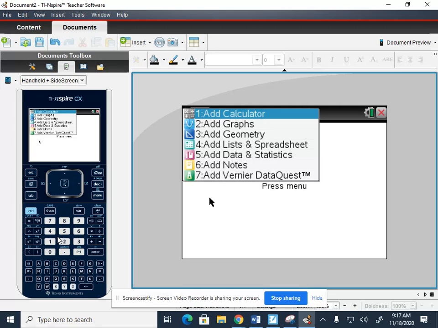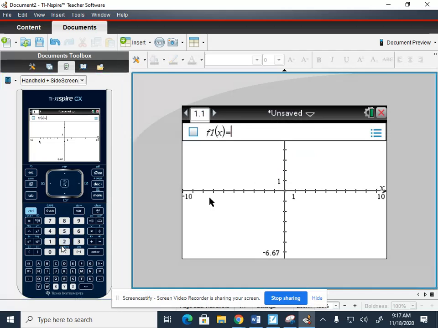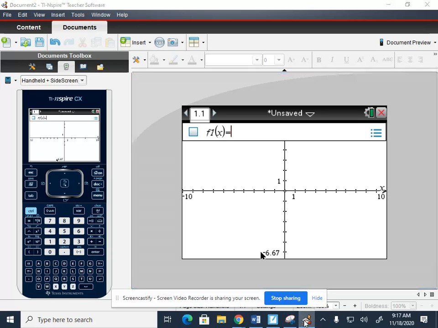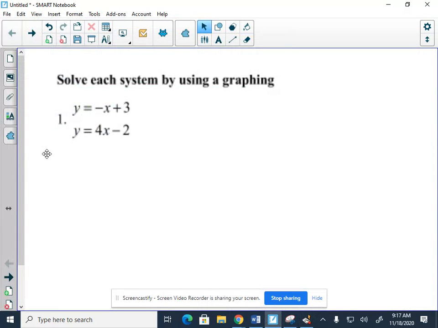And then we're going to add the graph. Number 2, add a graph. So everybody should have this up there. And it says f1 of x. That just means y equals. It's the first equation. Okay? Equation number 1. So remember, on these, you have to have solved for y. So if it's not y equals, you're going to have to do a little work.